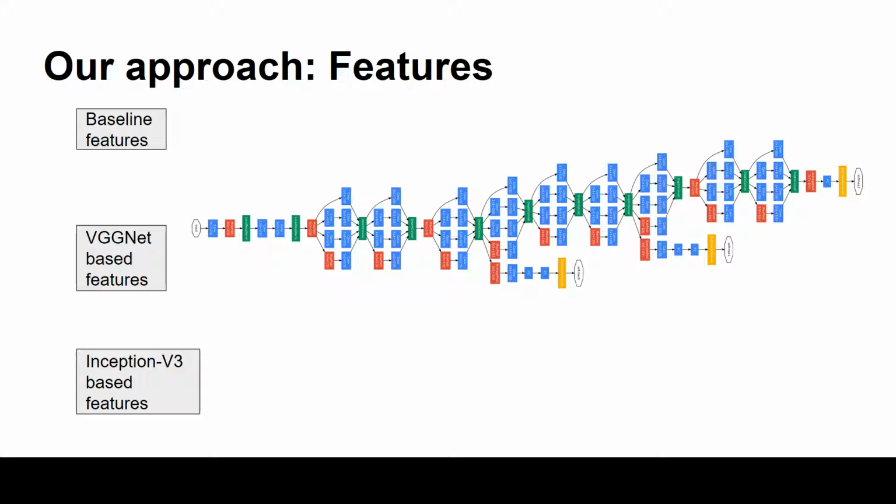Similarly, we have Inception V3 based features where we have a very deep network here, and we train it on again several large data sets, and then obtain representation from the final fully connected layer here in blue as features obtained from Inception V3 based features.